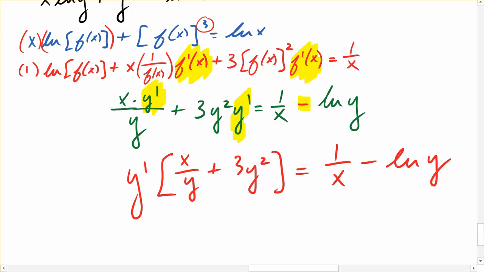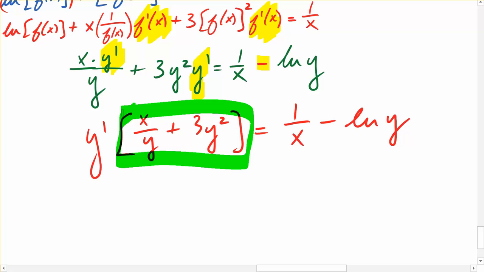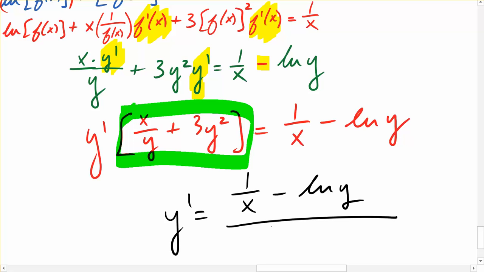Now what do you divide by? This is the same thing we did before. What do we divide by? We've set it up so we can do this nice division. What do we divide by? X over y. Yeah, this. You want that out of there, so what do you do? Divide both sides. So what do you get? Y prime is equal to 1 over x minus ln y all over what? X over y plus 3y squared.